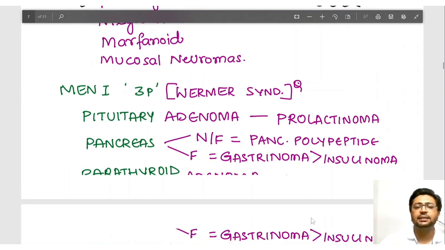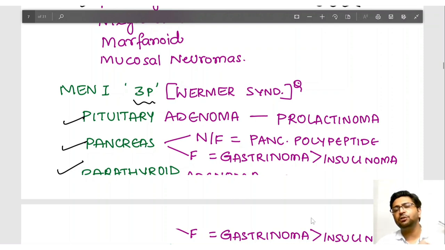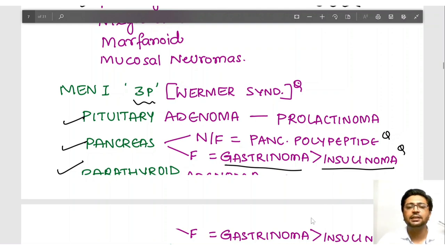So MEN1 is nothing but Wermer syndrome. Remember these three P's: pituitary, pancreas and parathyroid. In the pituitary, we're going to have pituitary adenoma and the commonest is prolactinoma. And in the pancreas, there would be pancreatic neuroendocrine tumors. So two types would be there, non-functioning and functioning type. In non-functioning, pancreatic polypeptide is the commonest, whereas in functional type, gastrinomas are most common followed by insulinoma. So remember this, gastrinoma is the most common pancreatic neuroendocrine tumor in MEN1.